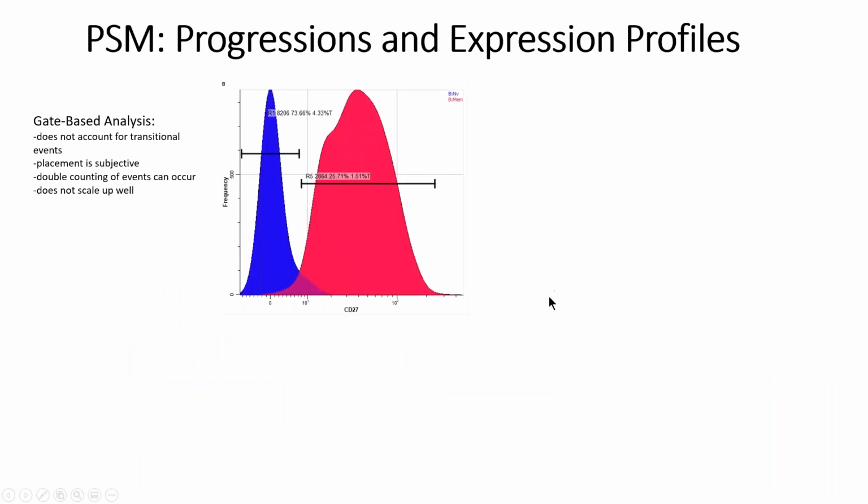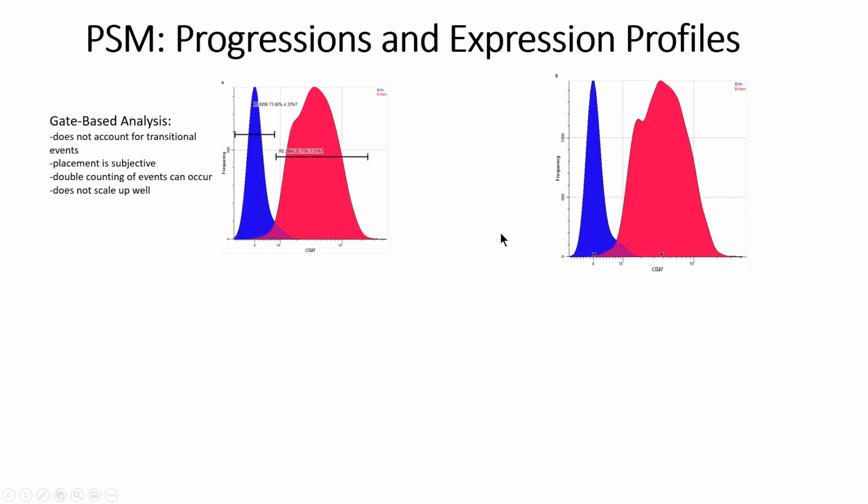We can also model progressions. If we try to do this with gating, we have the problem of subjectivity and double counting. We lose the ability to really look at those transitional events, and it's very difficult to scale up the analysis. The histogram shown here is CD27, which is expressed in this case in a peripheral blood B cell type. There's a negative peak here in blue and then a positive peak here in red.